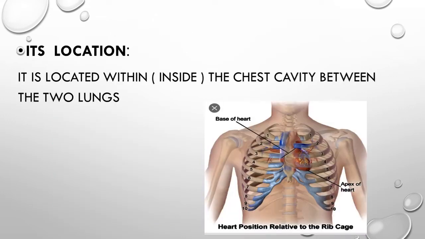Where it's found? هو بيكون موجود فين or where is its location? It's located within or inside the chest cavity. يعني هي بتكون داخل التجويف الصدري between the two lungs as you see. Again, its location is inside the chest cavity between the two lungs.